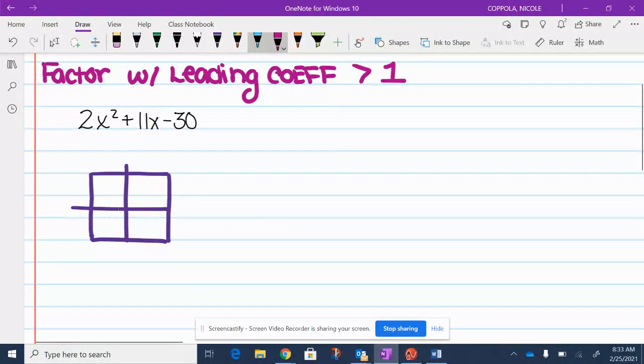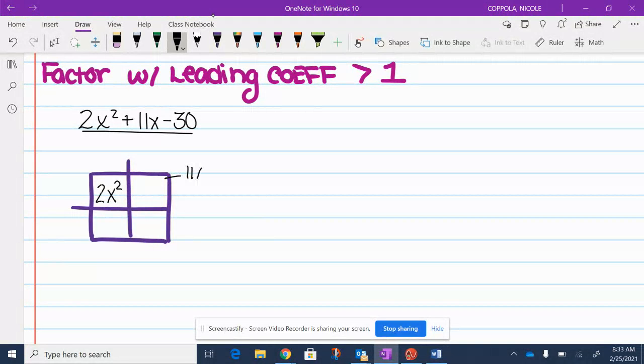So 2x squared. I'm going to choose to write in black. I'm going to take this and put it right in the box. My 2x squared, my 11x is going to go on the side, and my minus 30 will go down here. What I mean by leading coefficient greater than 1 is when you're looking up front here, this is what makes factoring this more challenging, that my leading coefficient is more than 1.